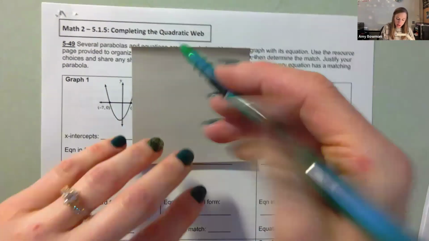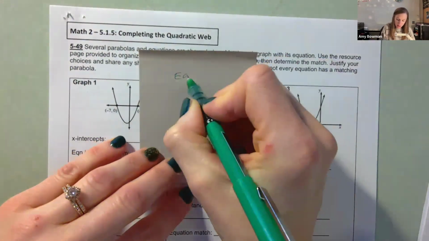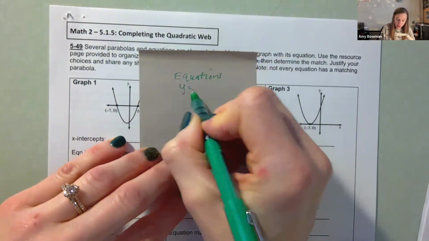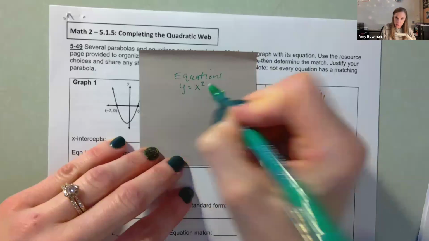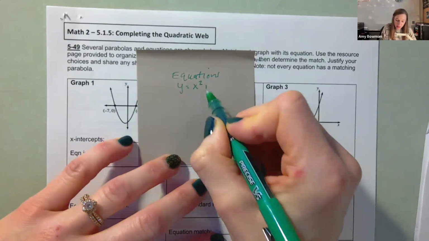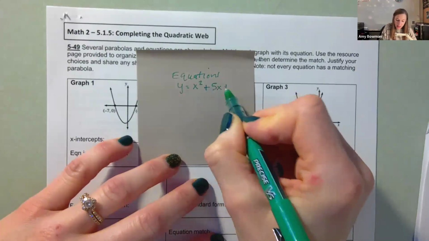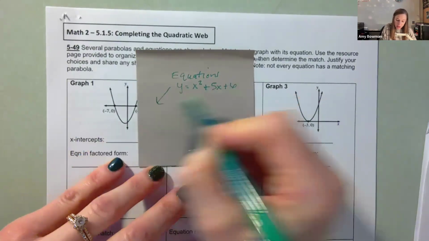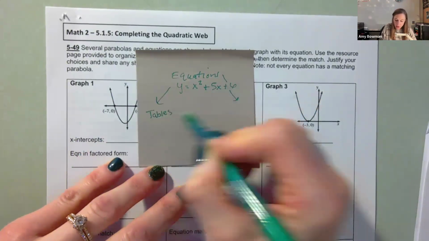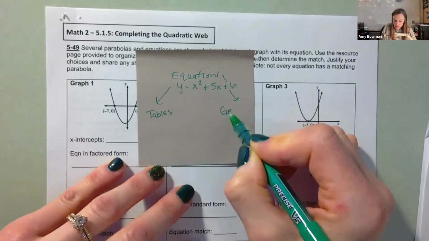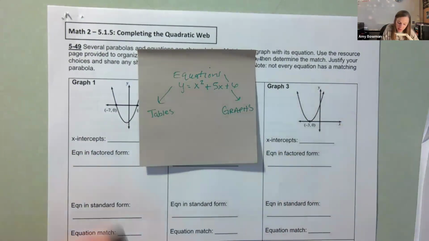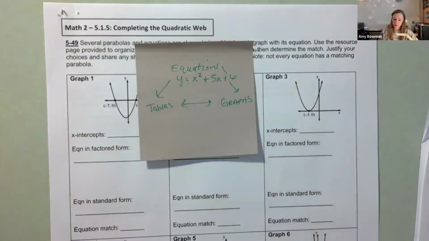So we've got equations where we're just looking at equations like this. We've established the quadratic equation always has the variable squared. So if we had something like this, and then we're relating that to tables. We've been looking at symmetry with tables and graphs. So we're relating all of these things together and going back and forth between all of these.